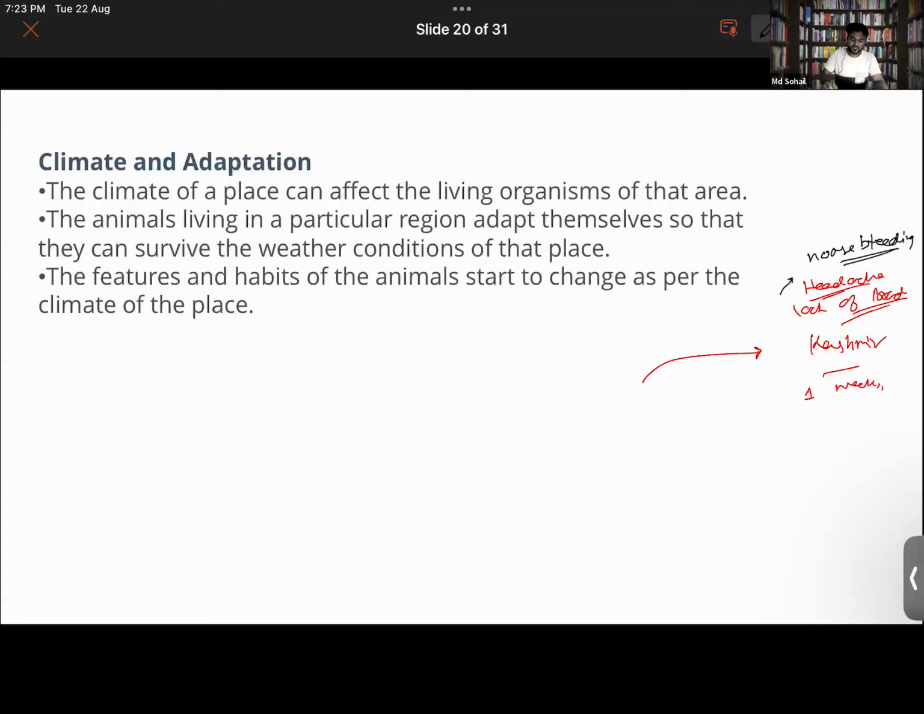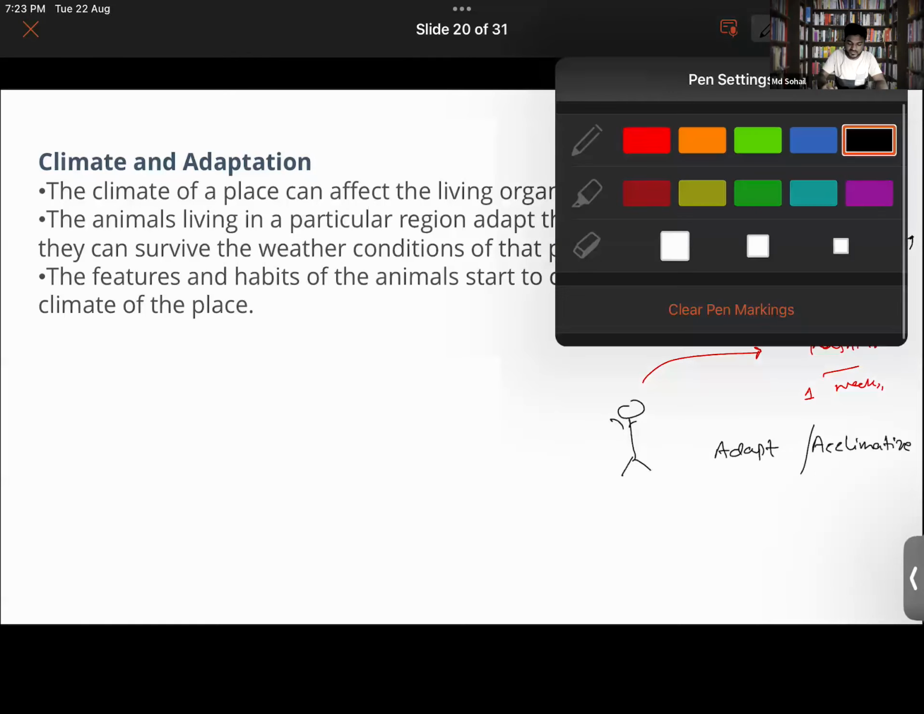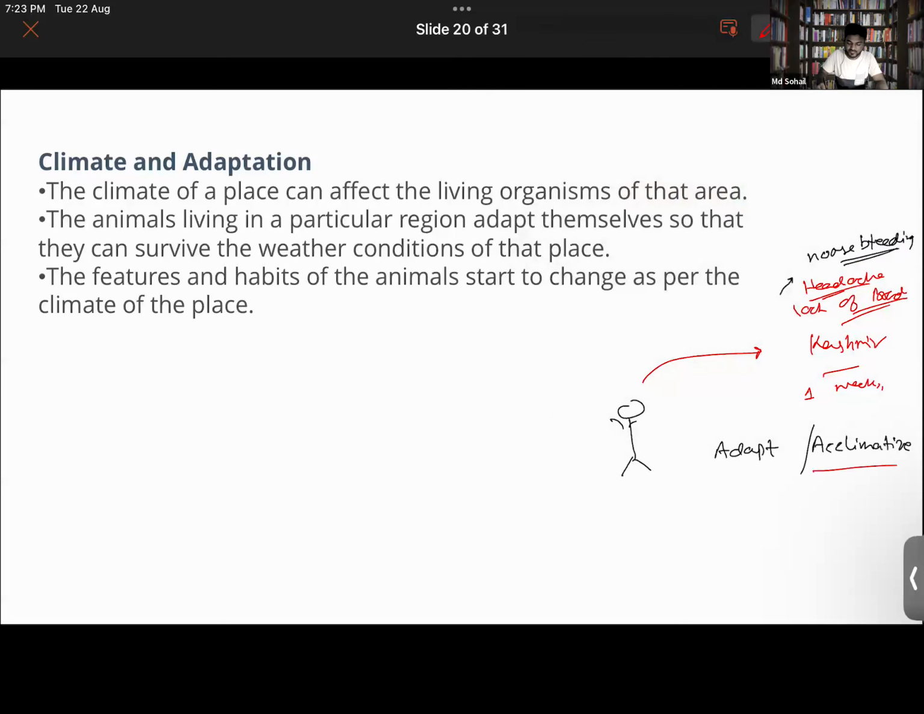But you see, your body after one week will start to do what? Will it start to adapt or will it start to acclimatize? No, it starts to adapt, sir. No, it starts to acclimatize, not adapt. The two words seem similar, but they are different here.